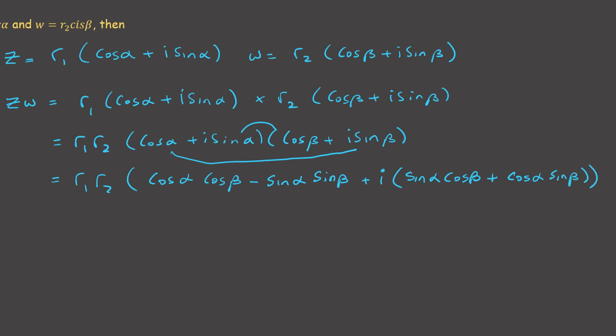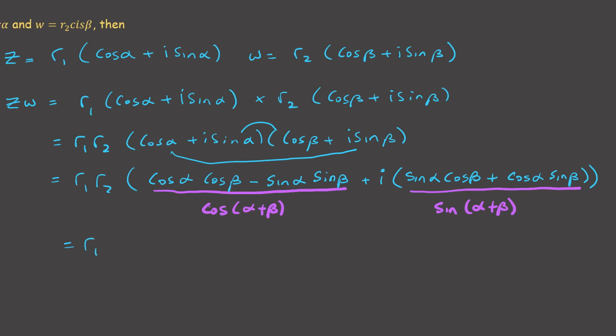Now, from work that you did in year 11, you should be able to recognize that as being the cosine of alpha plus beta. And you should be able to recognize that as being the sine of alpha plus beta. And so we've done it. We've got R1, R2, and then we've got cos alpha plus beta plus I sine alpha plus beta, which is R1, R2 cis alpha plus beta.